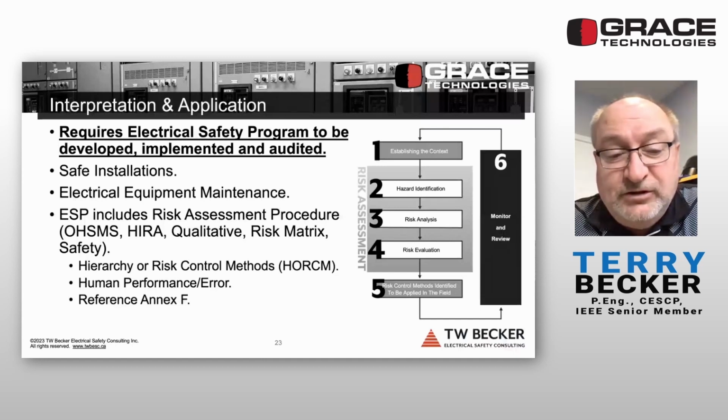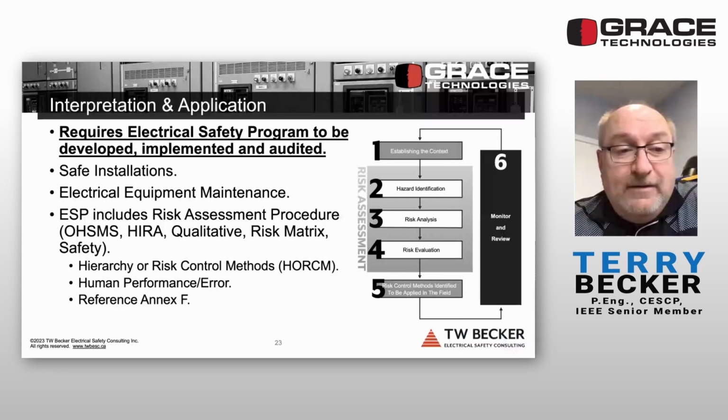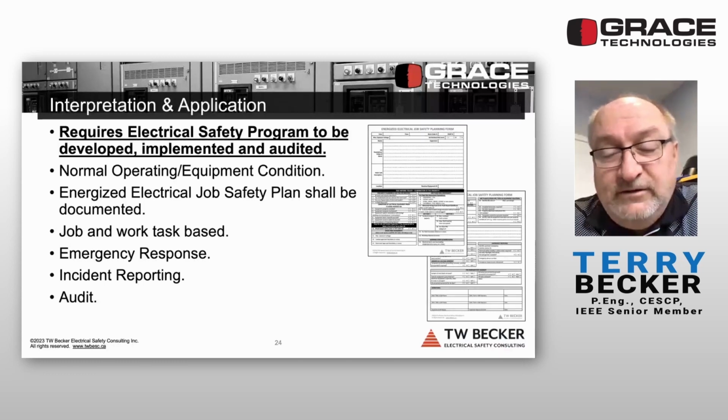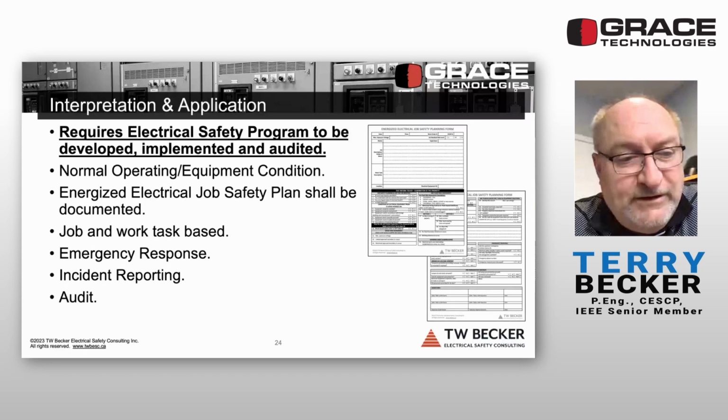The risk assessment should include human performance and human error. There's lots of good information in Annex F of both 70E and Z462. We have to consider normal operating or equipment conditions. The other thing that I find is missed is that an energized electrical job safety planning form shall be documented, completed by the qualified person. What they're doing with that form is validating their personal residual risk level, so that it's as low as reasonably practical. There's an example of a job safety planning form on the screen.